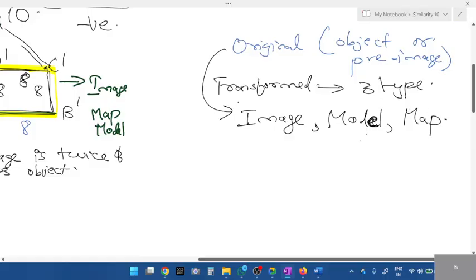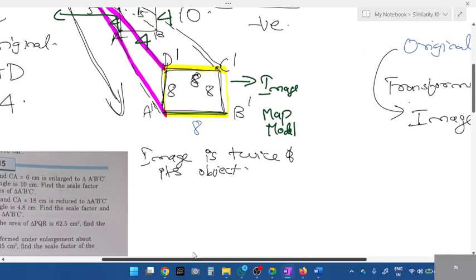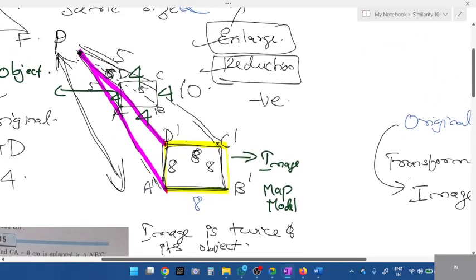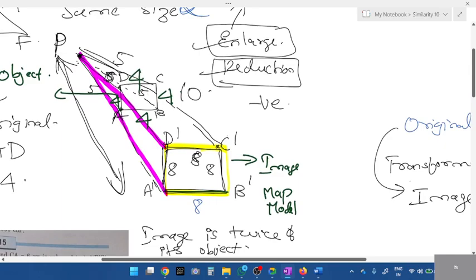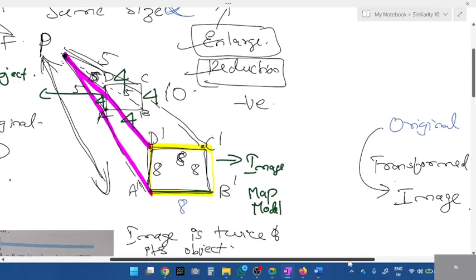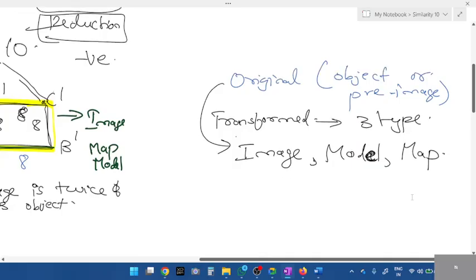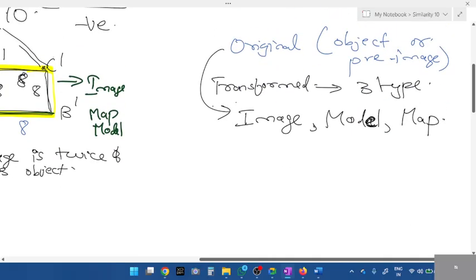So the transformation of 3 types. Here, what kind of transformation had taken place? Did we enlarge or reduce the diagram? From black to yellow, was it enlarged or reduced? Enlarged. So the 3 types are enlargement, reduction, and the other one is identity transformation. Identity is same. Enlargement.